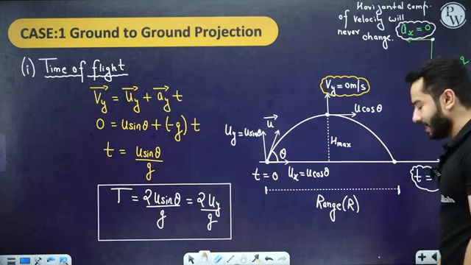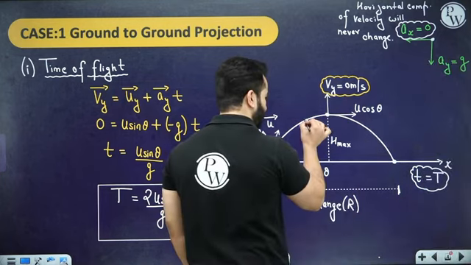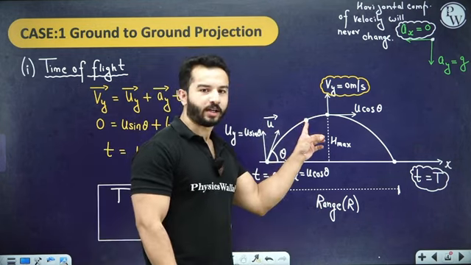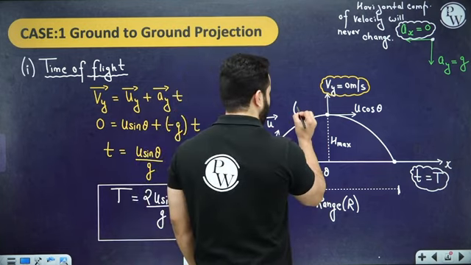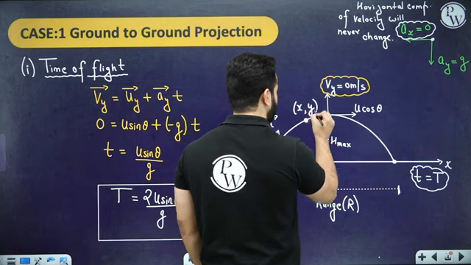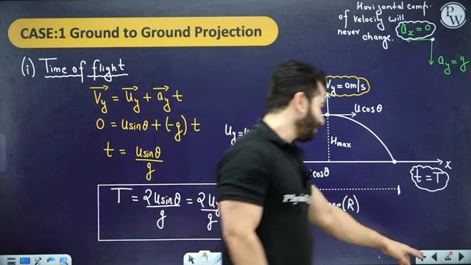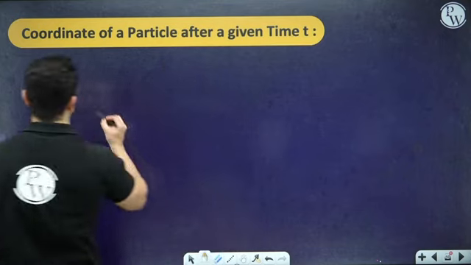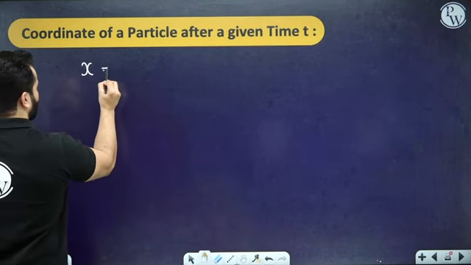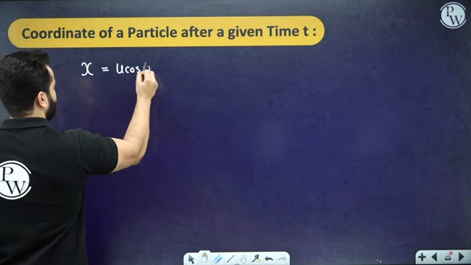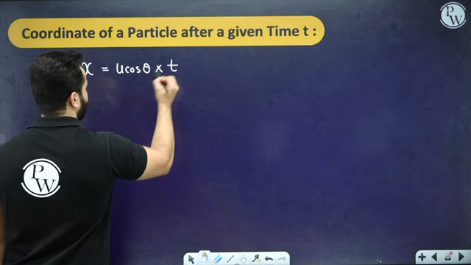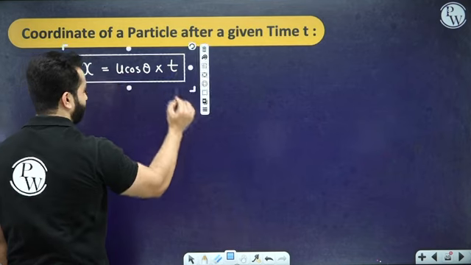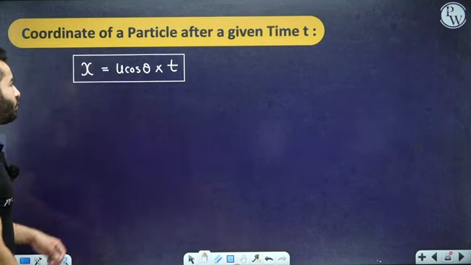Let's suppose you want to actually find out the coordinates of this point. Let's suppose at time t the particle has reached over here and the coordinates are x comma y, at a certain time t. So how are we going to write it? x can be written as u cos theta times time. Is that correct? Well, there is no acceleration along the x direction, so we don't have to worry about anything else.